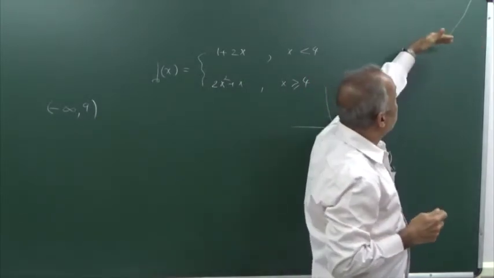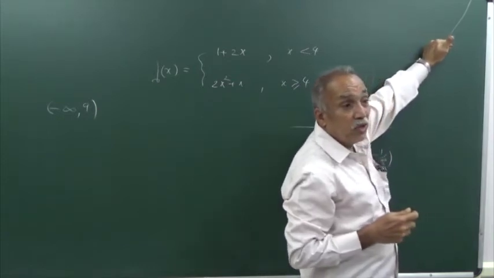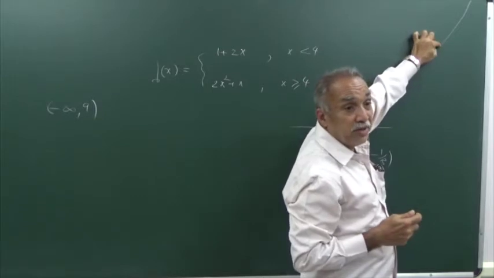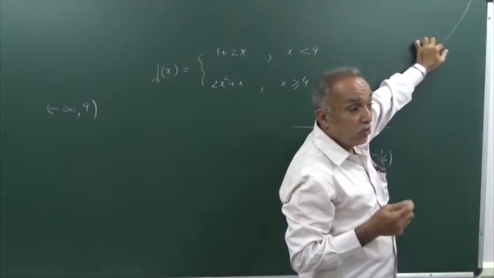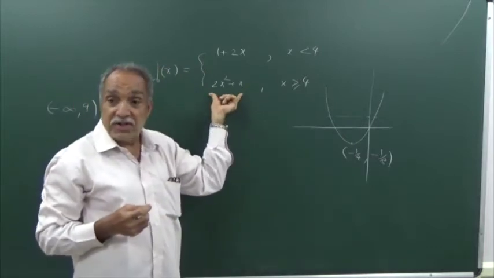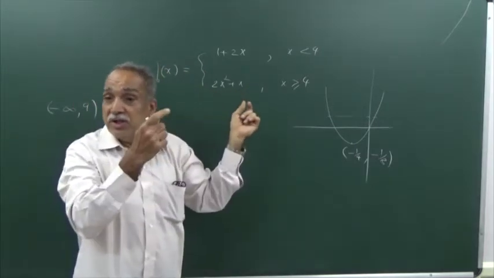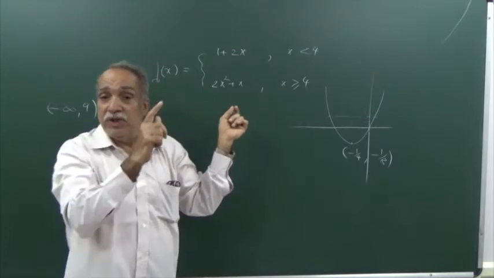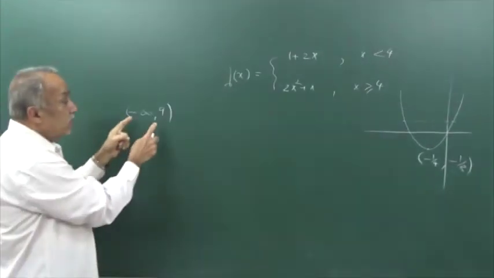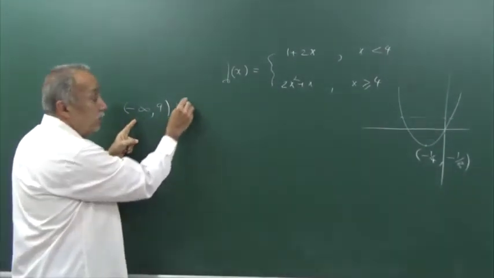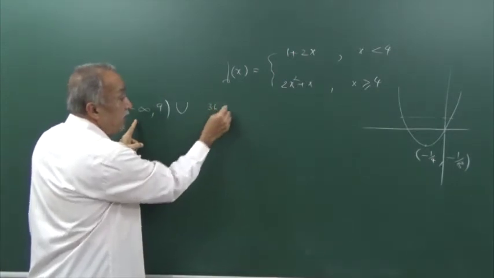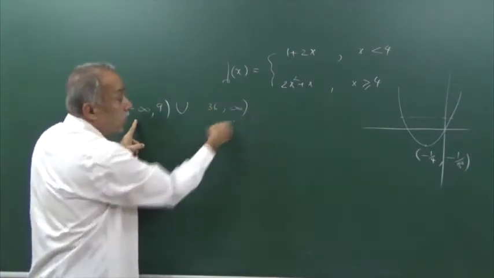All values greater than or equal to the y coordinate of this point. What is the y coordinate of this point? This point corresponds to x equal to 4. At x equal to 4, what is the y coordinate? 36. From 36 onwards up to infinity, any value is attainable by our function. So, the range becomes this union, one more interval starting with 36 and ending at infinity, not reachable.